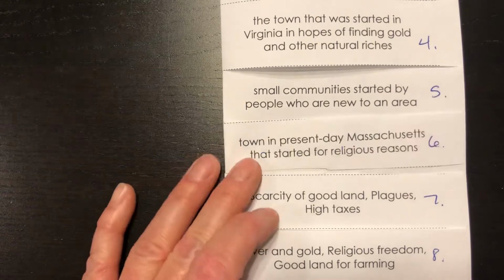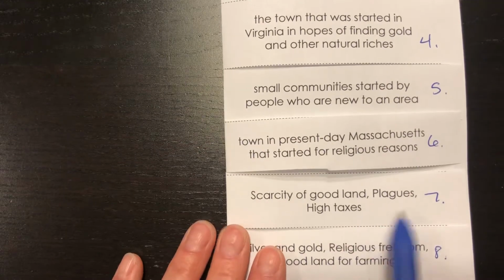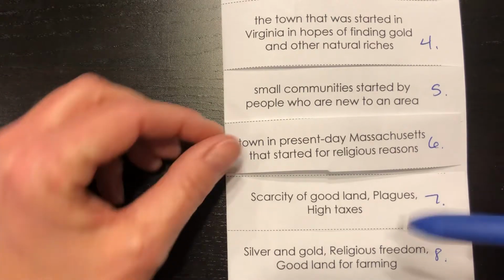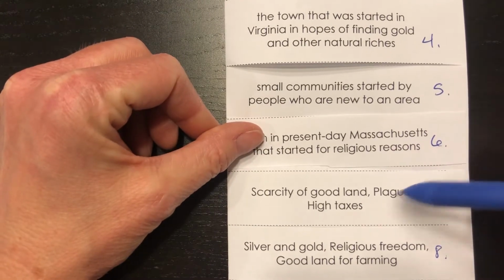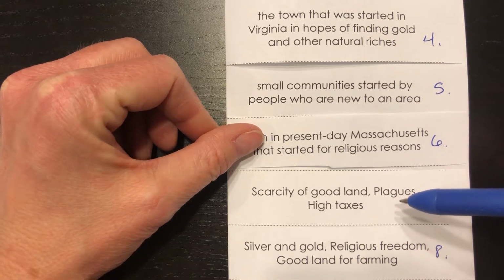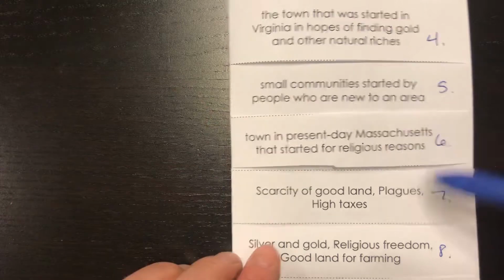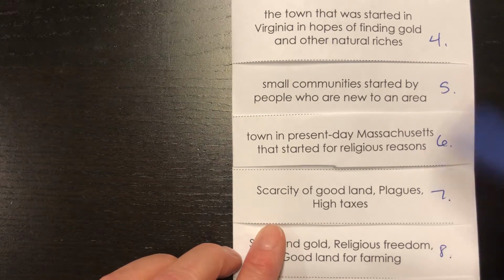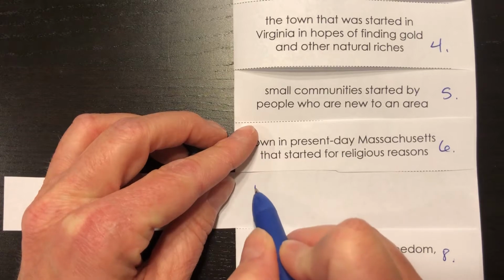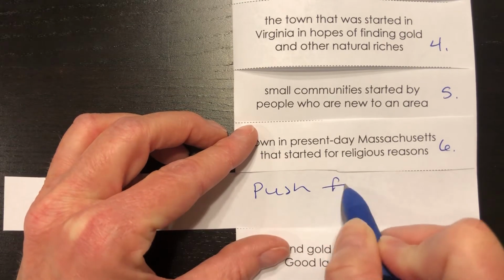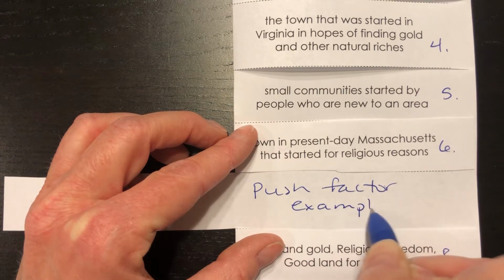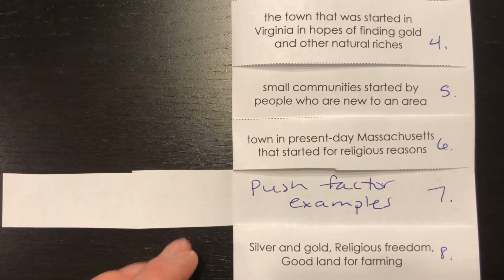Okay. Number 7, now these are all examples of which push or pull. So scarcity of good land, plagues, and high taxes, those are all things that would make me want to leave. Like I would want to get out of wherever I was living. So those are push factors. Those would push me out of where I am. So for number 7, you can say push factor examples. And that's a number 7.